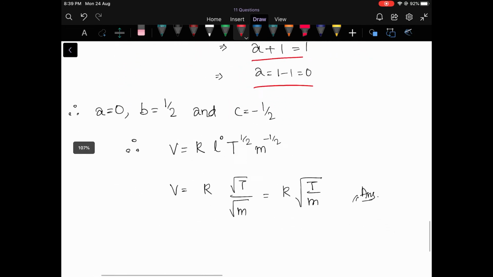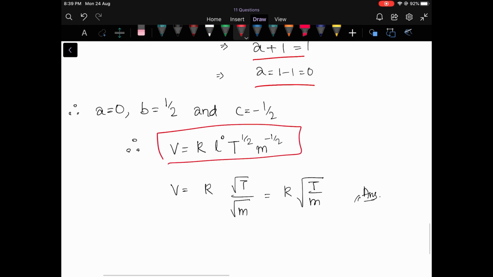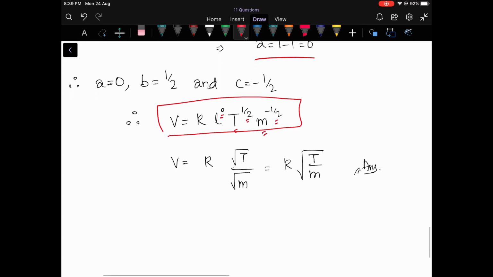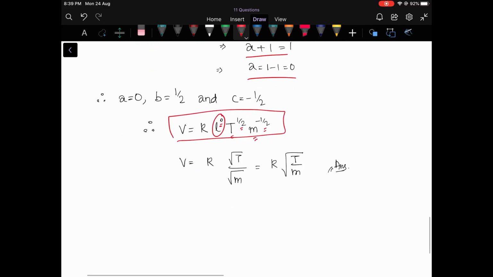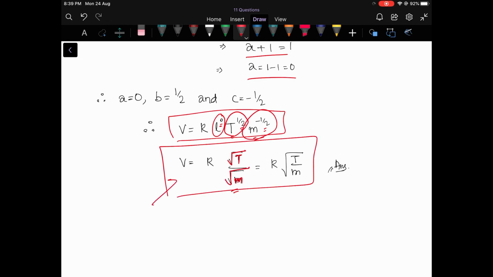So finally we are going to write our final equation, where if you remember we have written v equal to k L^a T^b m^c. 0 means no L, of course. Then we have the power half, meaning root over T, and minus half, meaning 1 over root over m. So we have derived the expression for the velocity, and this is how you should proceed.